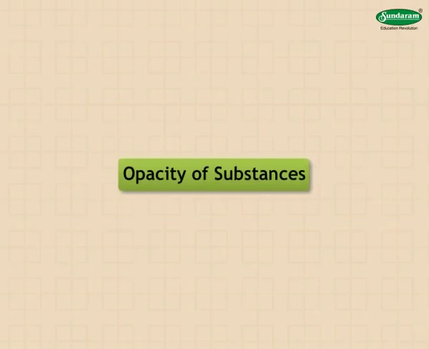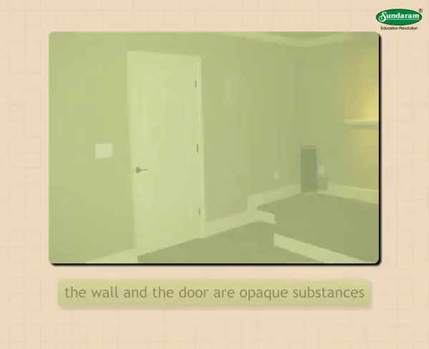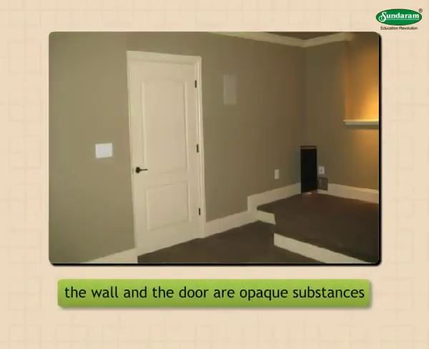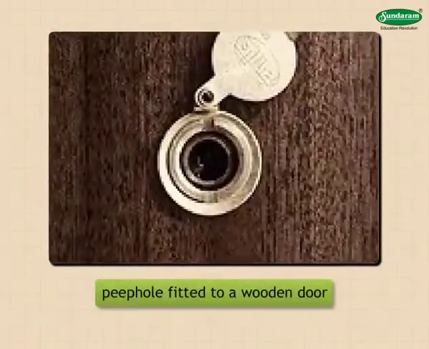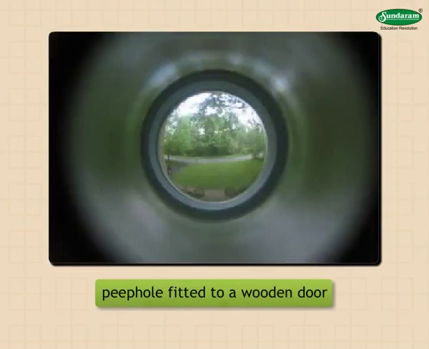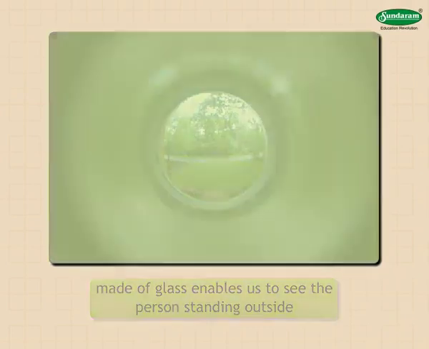Opacity of substances. Substances through which light rays cannot travel are said to be opaque. Thus, the wall and the door are opaque substances. You may have seen a peephole fitted to a wooden door to allow us to see things outside the door without opening it. It is made of glass and enables us to see the person standing outside.